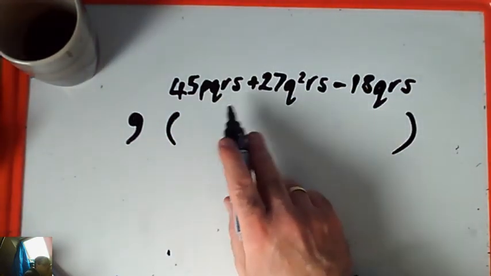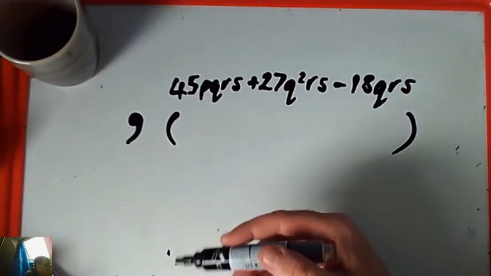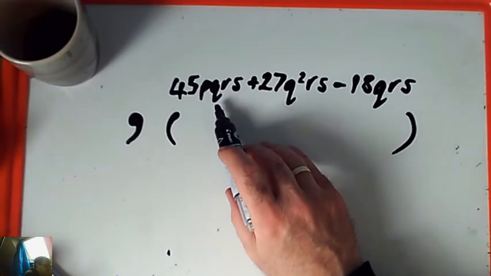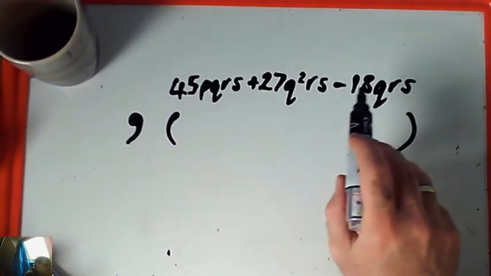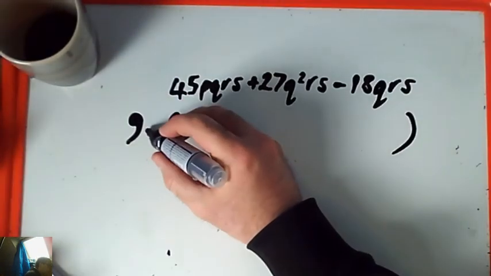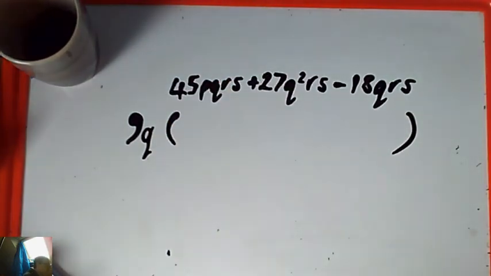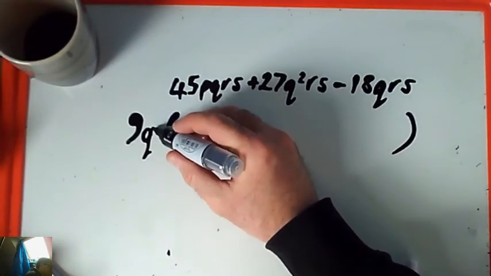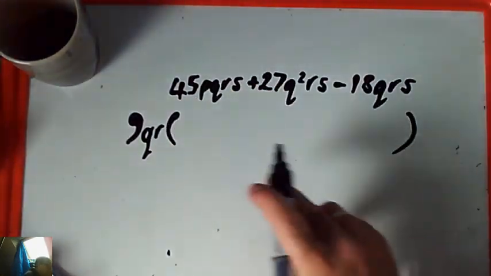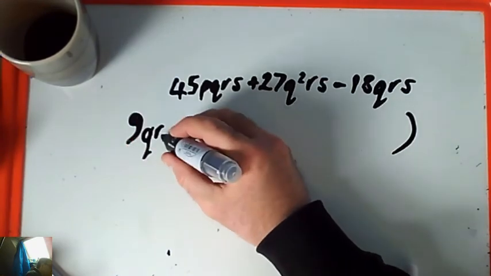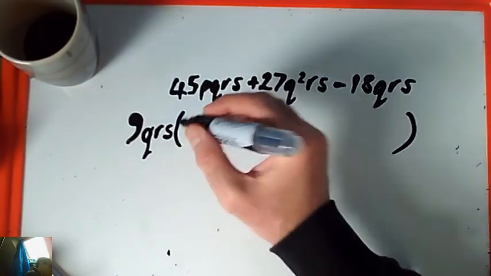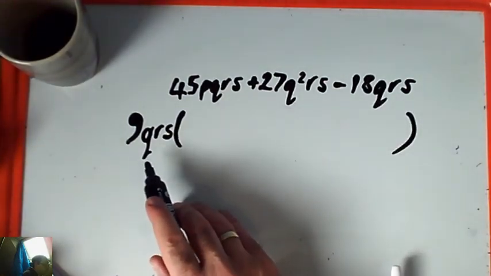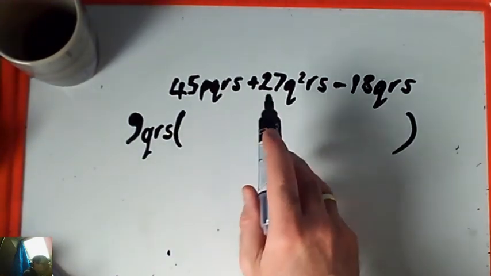That one's got a P in it, but the others haven't, so I can't take a P outside, so to speak. That's got a Q in it, that's got a Q squared in it, that's got a Q in it, so I can take a Q outside. That's got an R in it, that's got an R in it, that's got an R in it, so I can take an R outside. And then they've all got an S in it, so I can take an S outside the brackets. So all of these terms can be divided by 9QRS.